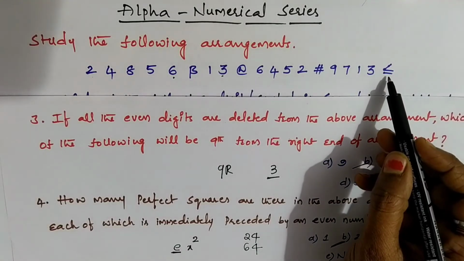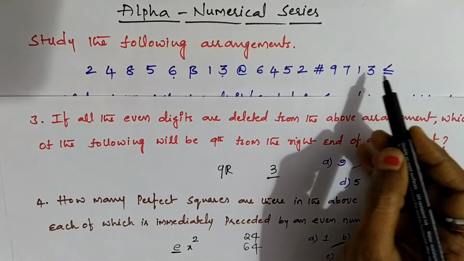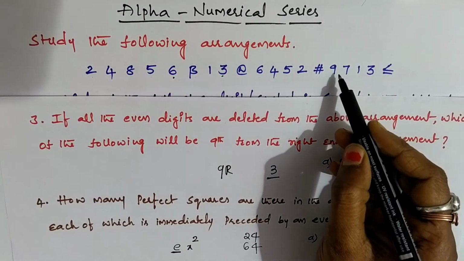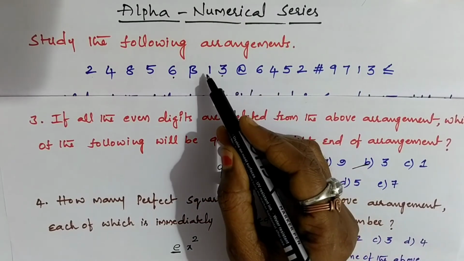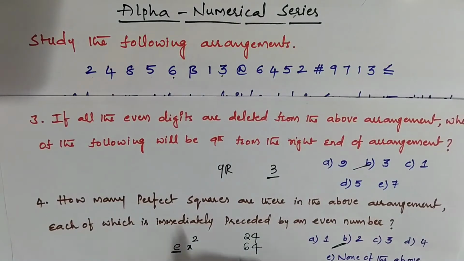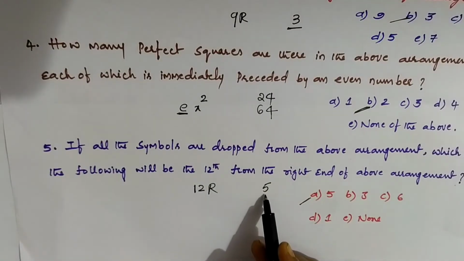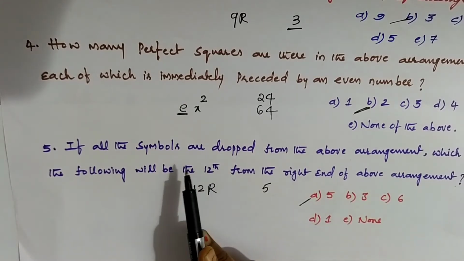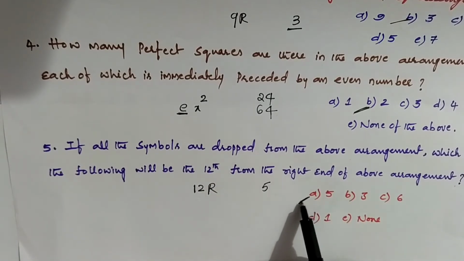Counting from the right side and neglecting the symbols. Here a symbol is there. Okay, neglect it. 1, 2, 3, 4, 5, 6, 7, 8, 9, 10, 11, 12. Okay. The 12th from the right element is 5. After counting, 5 is the 12th from the right in the above arrangement when neglecting the symbols. So the option is 5. A is the right answer.